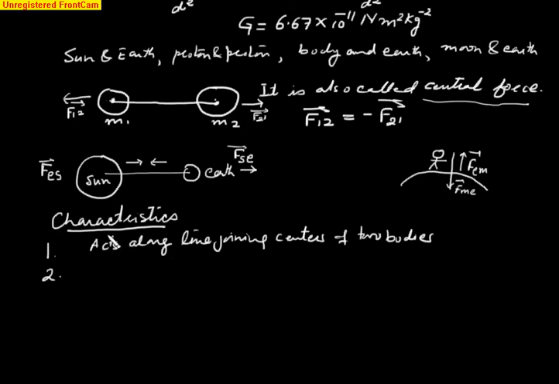Second is that this force is a conservative force. The meaning of conservative force is that the work done by this force, let us say the work done by this gravitational force in moving a body by a certain displacement or distance, is independent of the path followed by this object in moving this distance x.